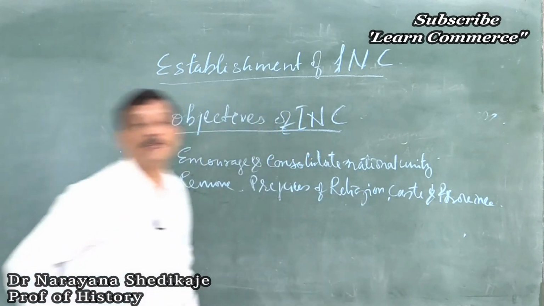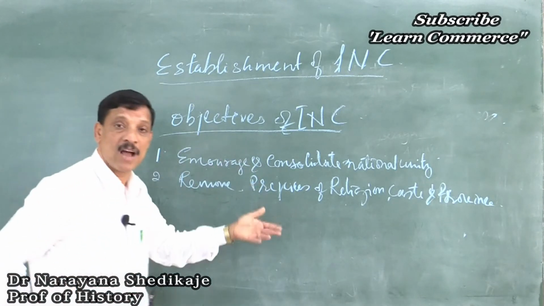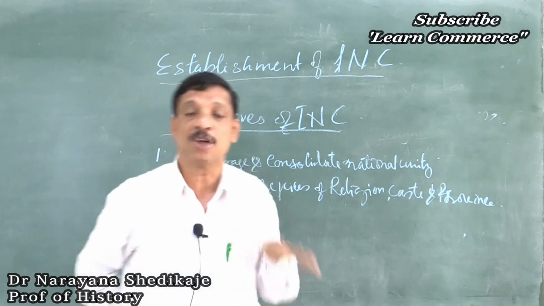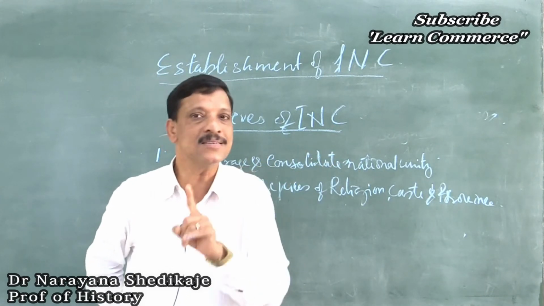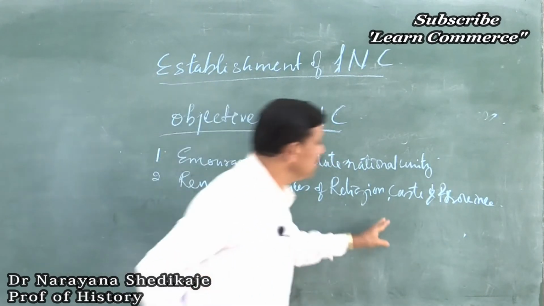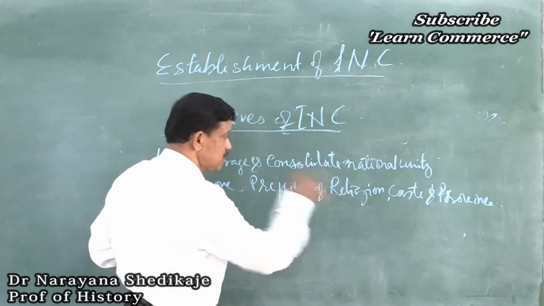I belong to Karnataka, I belong to Maharashtra, I belong to North India, I belong to South India. No such things. We belong to India. So that is the unity. That provincial unity should be made. There should not be any provincial prejudices.